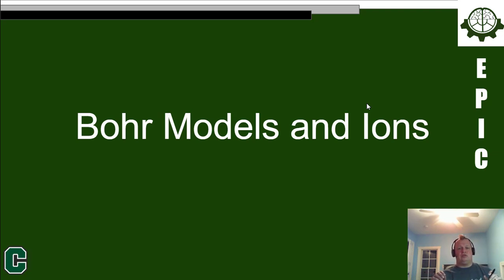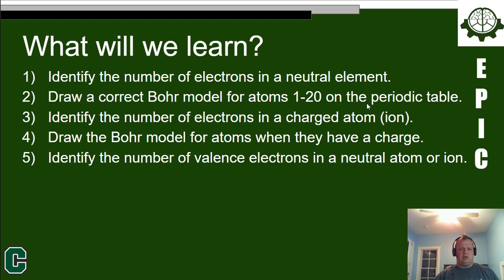Okay guys, so today we're going to talk about Bohr models and ions, and what we want to do is accomplish like 5 things, right? So the first one is to identify the number of electrons in a neutral atom, so an atom that just has no charge at all. Then we want to be able to draw the Bohr model for any atom, 1 through 20 on the periodic table. That basically keeps us away from dealing with the transition metals, which is an issue that we would deal with later in the class, but we don't need to worry about right now.